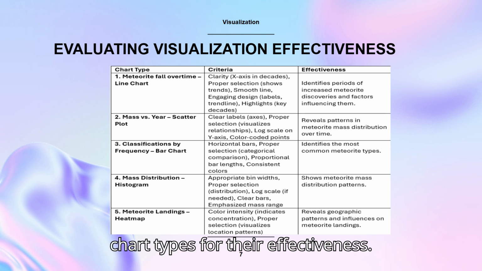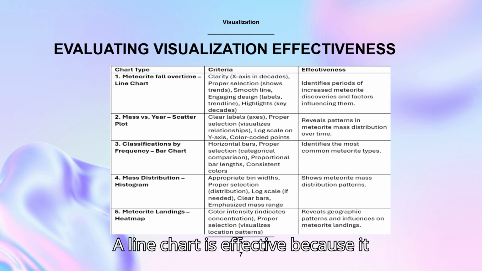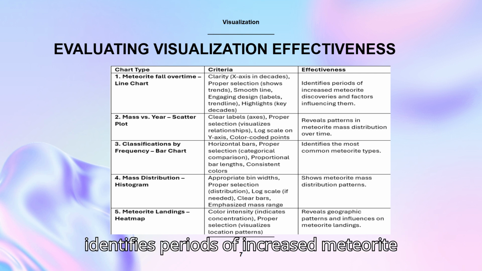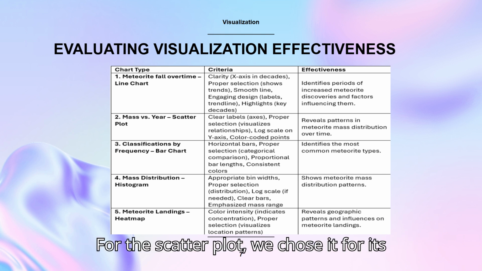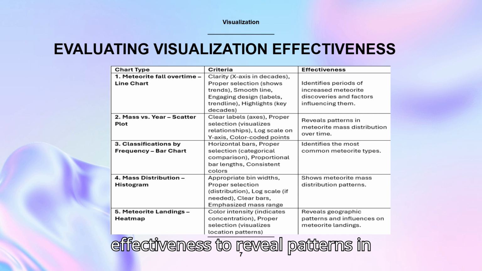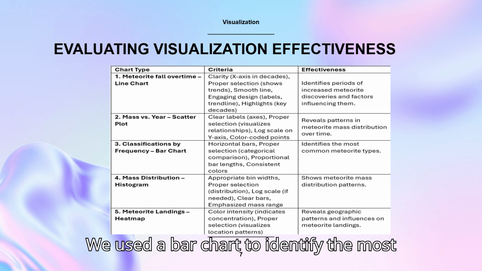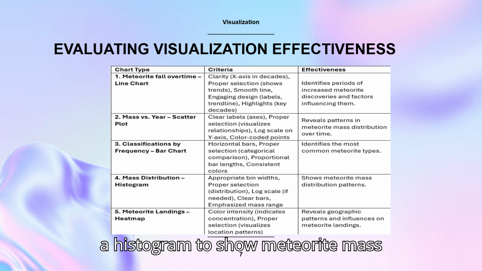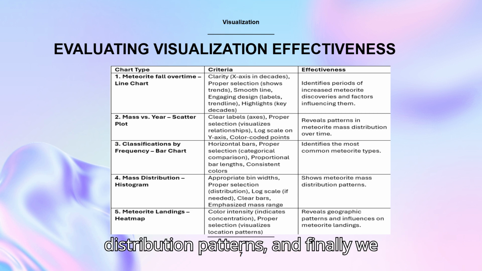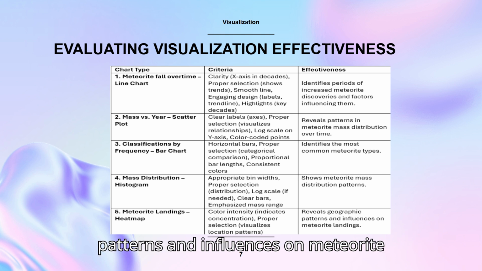We chose the following chart types for their effectiveness. A line chart is effective because it identifies periods of increased meteorite discoveries and factors influencing them. For the scatter plot, we chose it for its effectiveness to reveal patterns in meteorite mass distribution over time. We used a bar chart to identify the most common meteorite types. We used a histogram to show meteorite mass distribution patterns. And finally, we used a heat map to reveal geographic patterns and influences on meteorite landings.